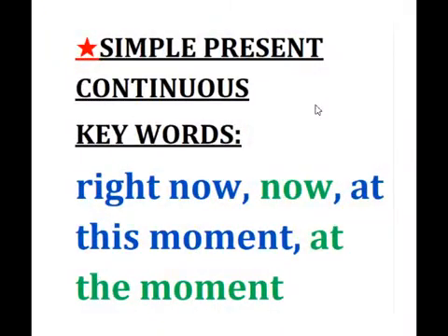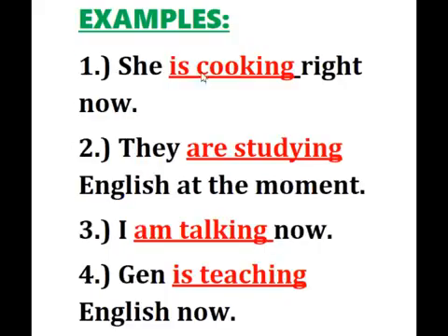For example, instead of saying went, they say, I go to school yesterday. But the keyword is wrong, right? Yesterday. It should be, I went to school yesterday. That's it. So the keywords must be paired with the correct tenses. Okay? That's the most important. The keywords of simple present continuous are right now, now, at this moment, at the moment. Next, let's move on to examples.